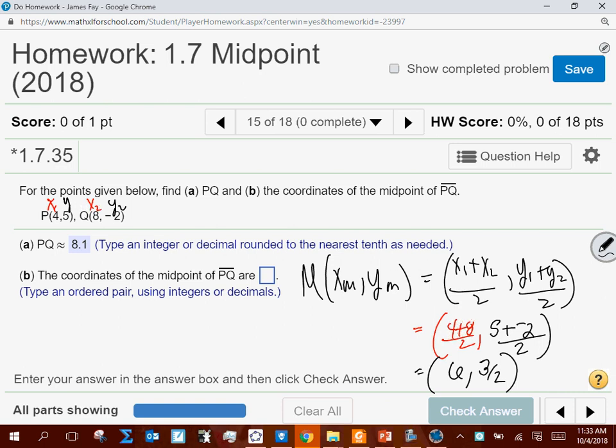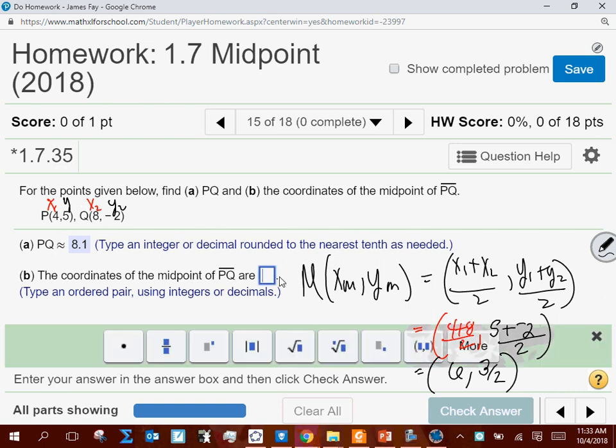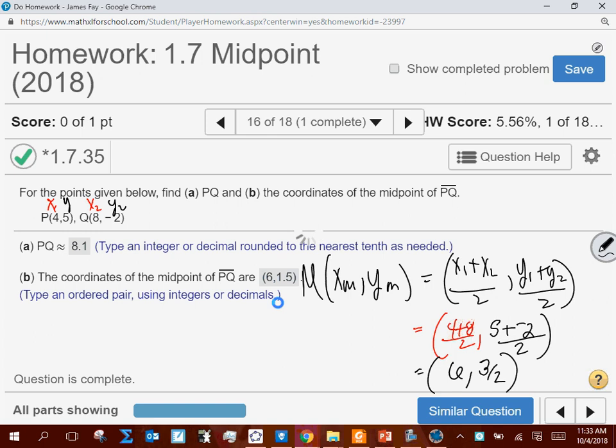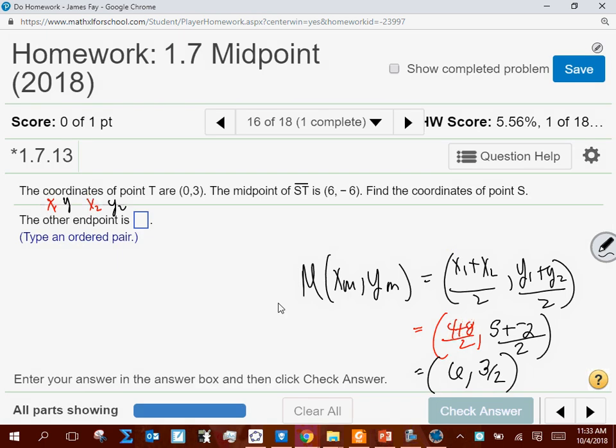So this question, I look at the blue type, it says type an ordered pair, using integers or decimals. Okay? Well, 6 is an integer, but 3 halves is neither of those. 3 halves is a ratio. Okay, it's a fraction. It's not a decimal. The decimal of 3 divided by 2 would be 1.5, right? So if you're missing those, but you put in 3 over 2, pay attention.